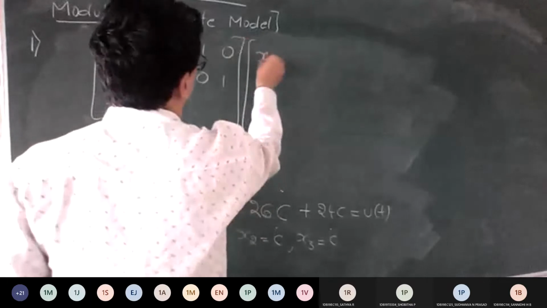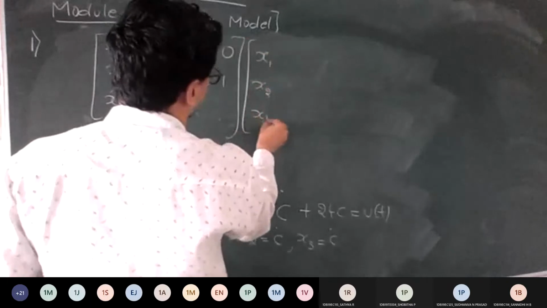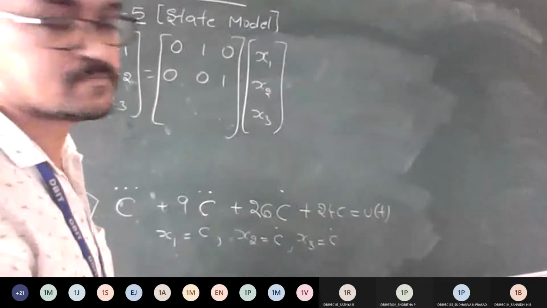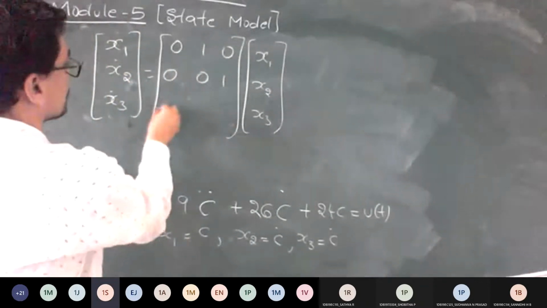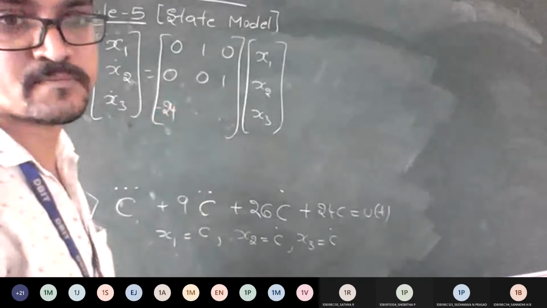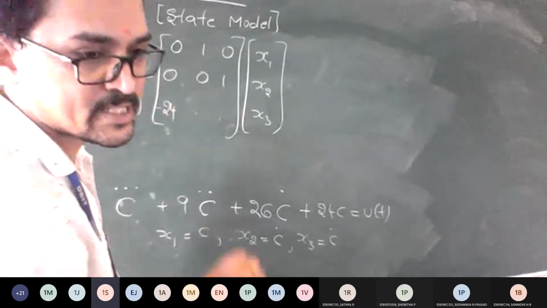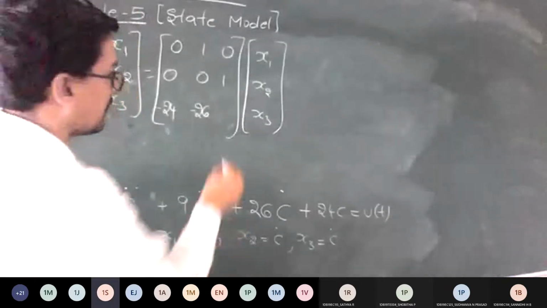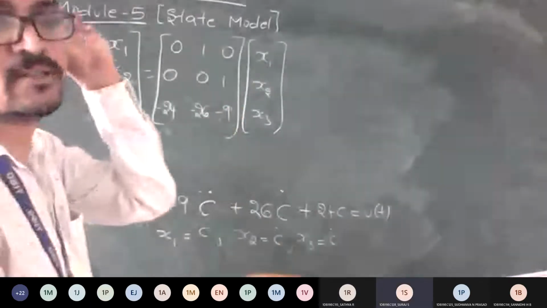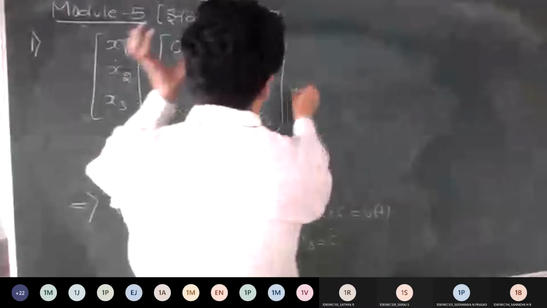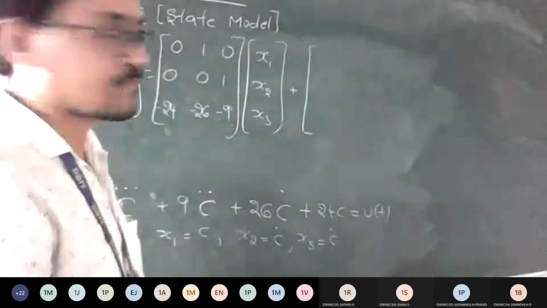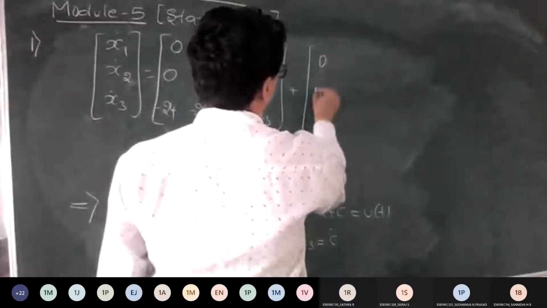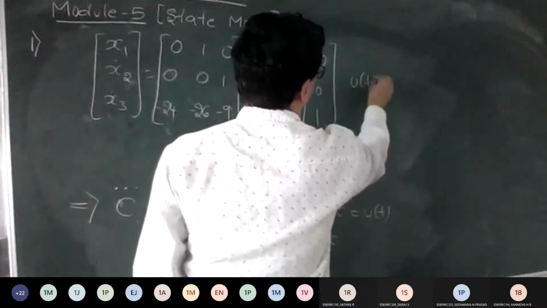0, 0, 1. I hope you understood all the problems you have solved till now. The first two rows are the same. The third row: minus 24, minus 26, minus 9. Good. So what about U of t here? I think U of t is there only for the third equation. So you can write 0, 0, 1. So this is my U of t.